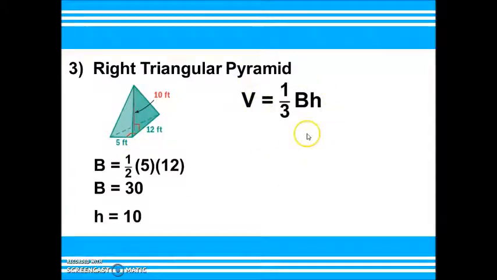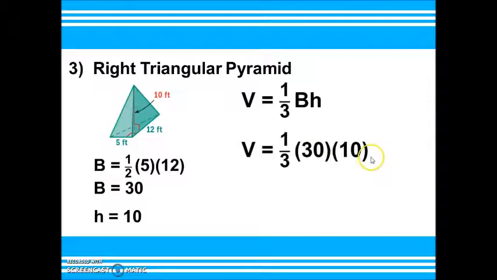And so I'm plugging into my same formula. Volume equals 1/3 area of the base times the height. So it's 1/3 times 30 times 10. Do 30 times 10 and then divide it by 3, and we should get 100 cubic feet.